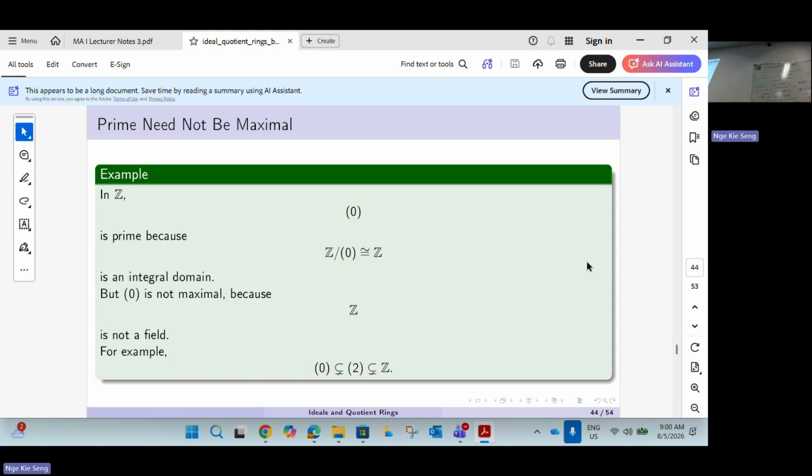Okay. In Z, the zero ideal generated by zero is prime because it's very simple, because this is only zero, right? Everything times zero is zero, inside the ideal. Okay. You can also think like this: the quotient is an integral domain. Okay, but this is not maximal because we have the ideal generated by 2 between these two.